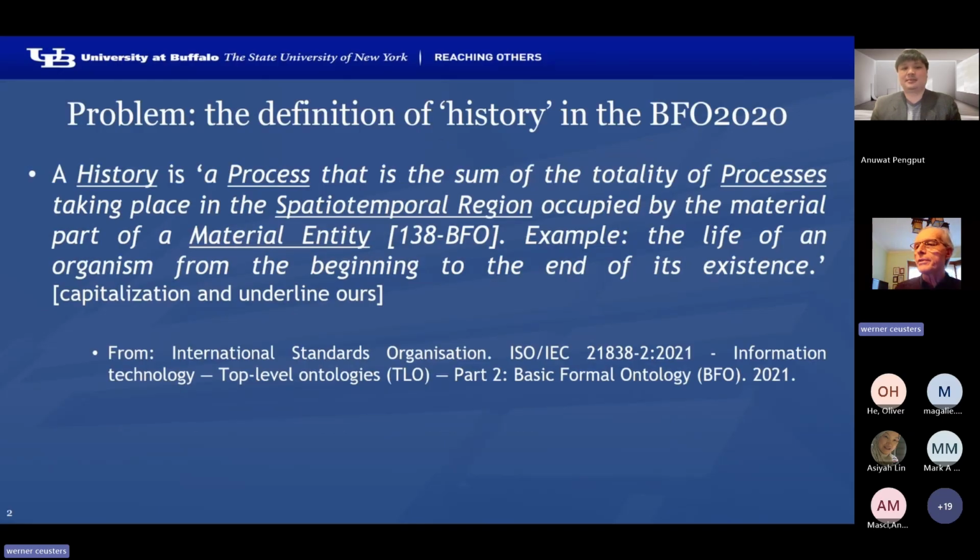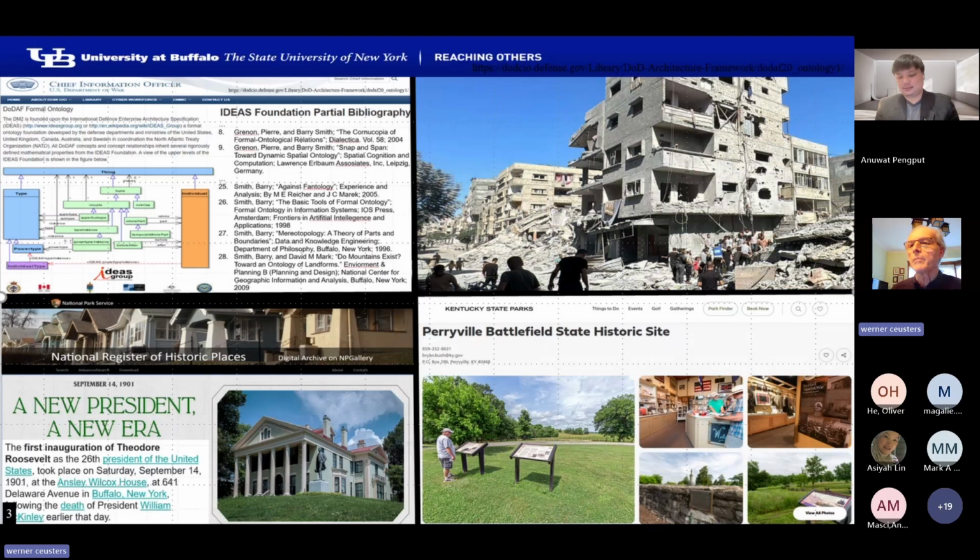A history is a process that is the sum of the totality of processes taking place in the spatio-temporal region occupied by the material part of a material entity. And the example that is given is the life of an organism from the beginning to the end of its existence. So why is this a problem?